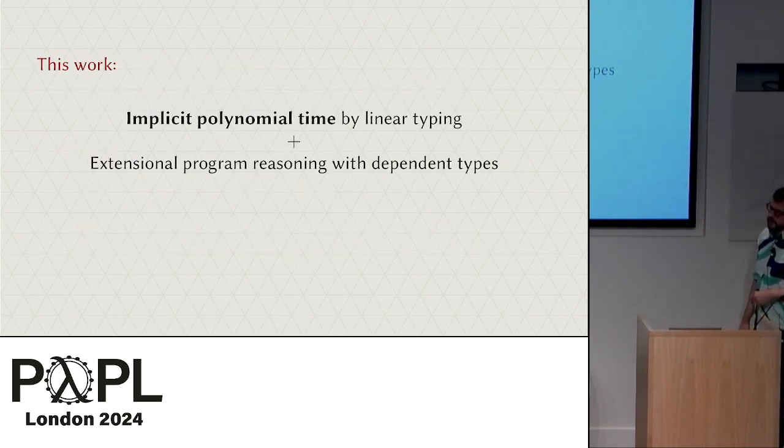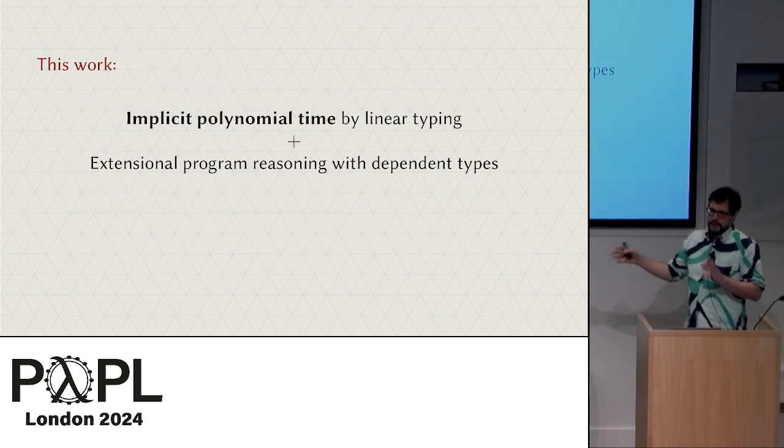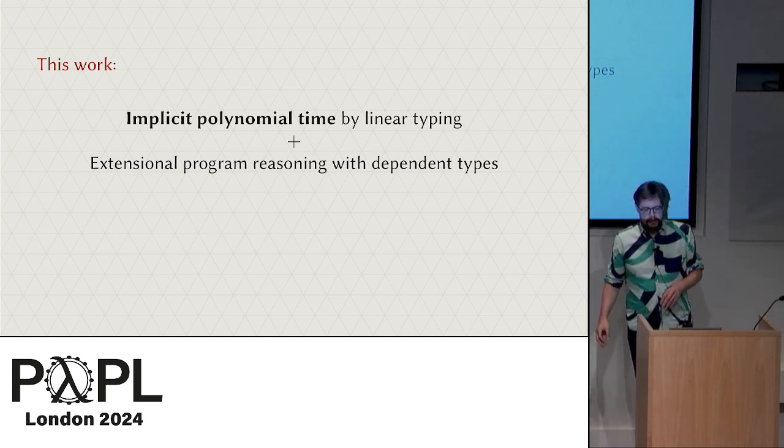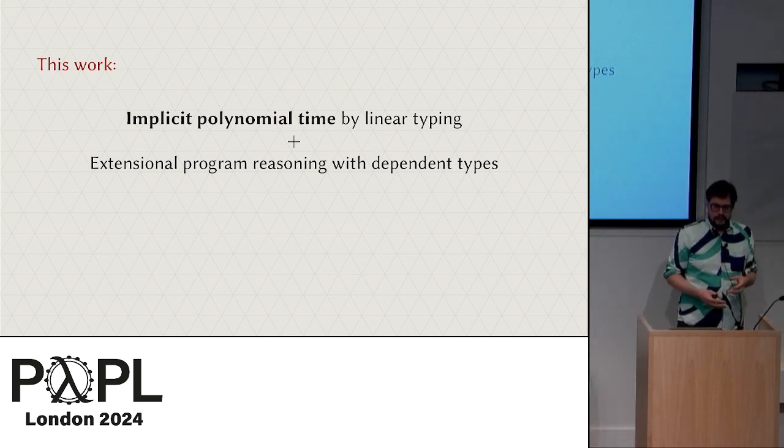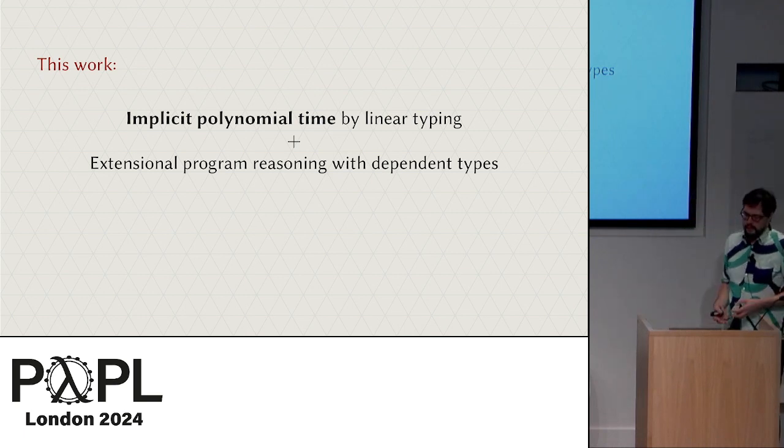So in this work, what I've done is chosen a particular point in the design space, which is implicit polynomial time by linear typing, combined with extensional program reasoning with dependent types.